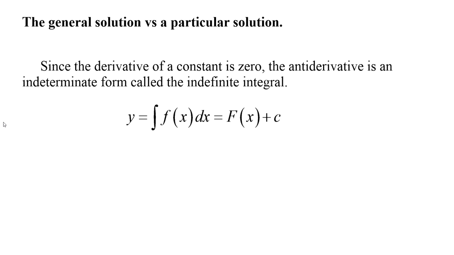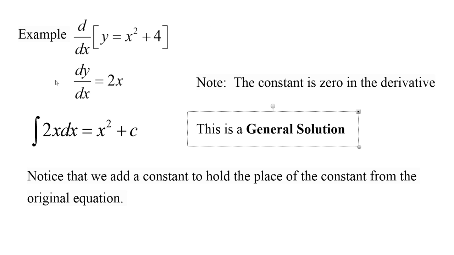All right, and how does that work? Well, let's say we want to take the derivative of this function right here. If I take the derivative with respect to x of y equals x squared plus 4, that derivative is just 2x. And note that the derivative of this constant is 0. So I've lost this 4 and I don't know what it is.